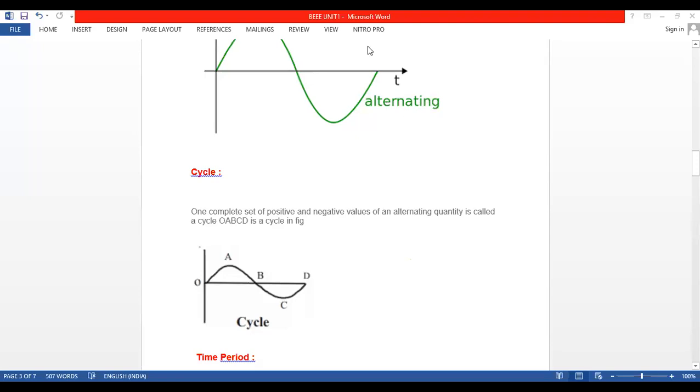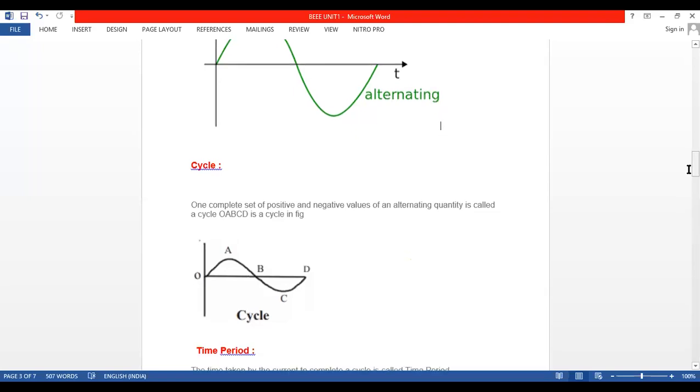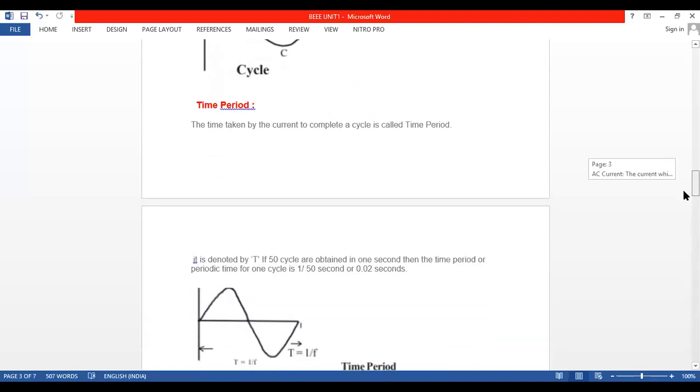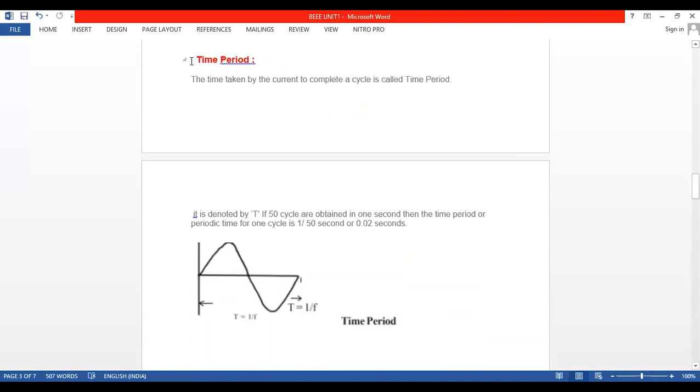Now come on, let us take these 2 marks questions. So what is a cycle? Simple definition: the combination of positive off and negative off is called one full cycle. The next definition we are taking is the time period. Okay, they will ask you to define time period. What is a time period?